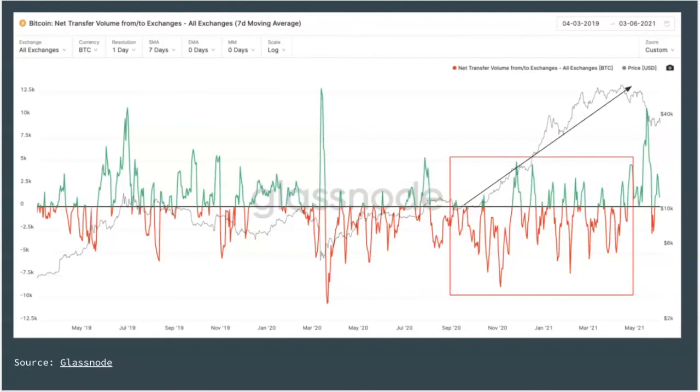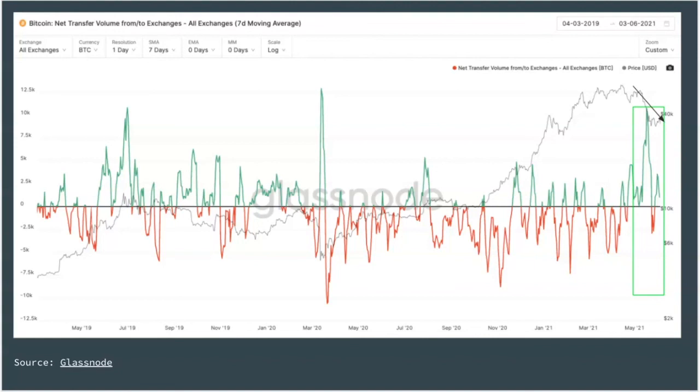So to illustrate this, you can see that in this box in red, there's way more red than there is green. So there are net outflows from exchanges. And you can see that the price in the background is going up. But then shortly after, there's a reversal in this trend. And so we see that in this green box, there's way more green than there is red, which means net inflows, which is bearish. So you can see the price in black is going down.